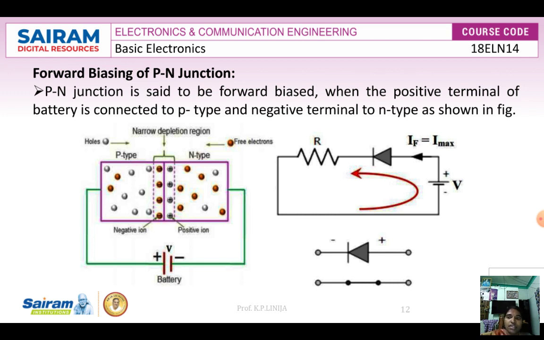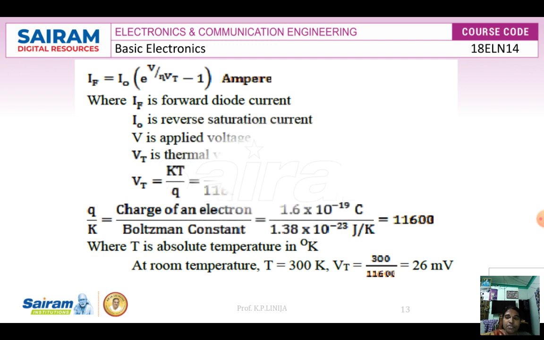Once again, the PN junction is said to be forward biased when the positive terminal of the battery is connected to the p-type and the negative terminal is connected to the n-type. Now we can see the basic expression for the forward diode current. The forward diode current IF is equal to I naught into e power V by eta Vt minus 1 ampere. IF is the forward diode current, I naught is the reverse saturation current, V is the applied voltage and Vt is the thermal voltage.